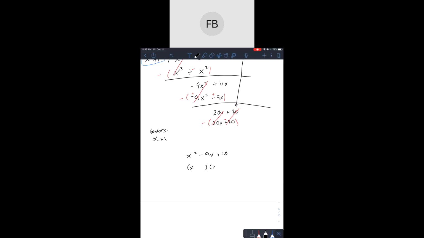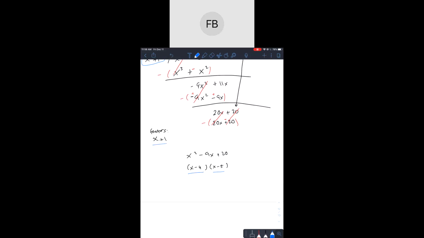So we're just going to write out our normal things. And essentially, we want something that's going to multiply to be 20 and add up to be negative 9. So maybe like 4 and 5. And maybe we want both of them negative, yeah. Negative 4, negative 5. And then here we know all of our factors now. Here's 1, here's 1, here's 1.